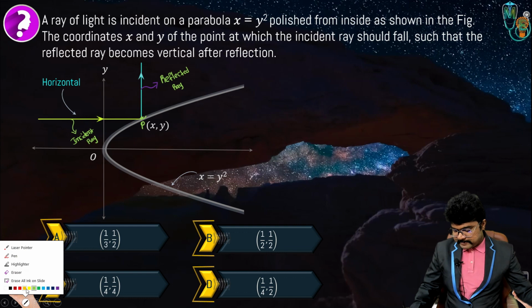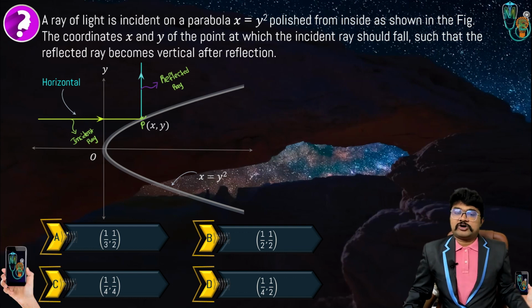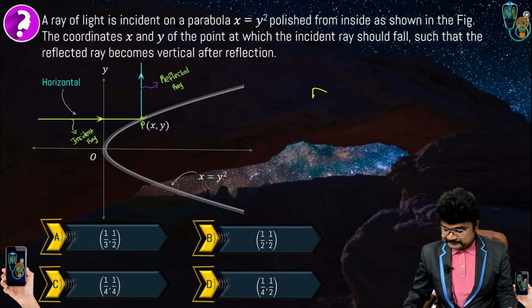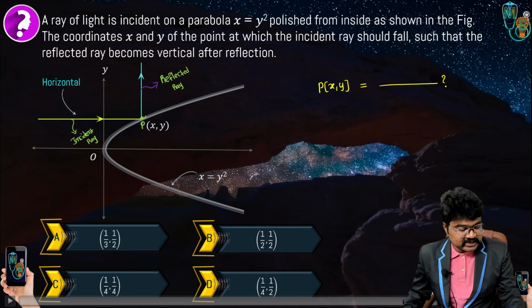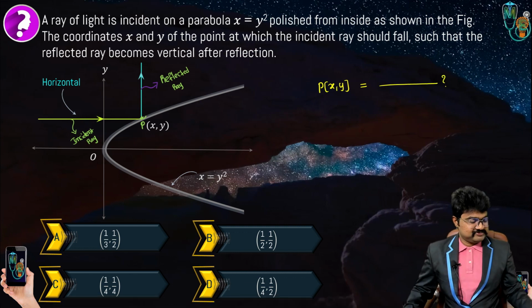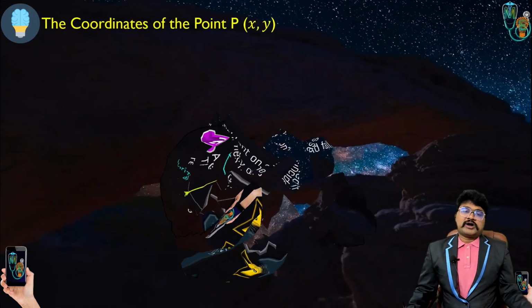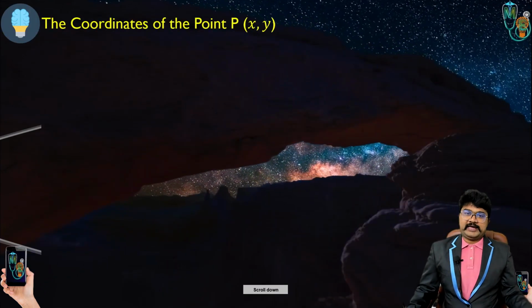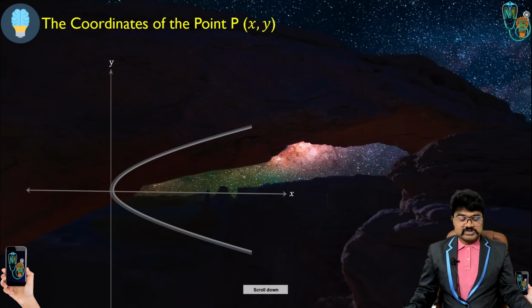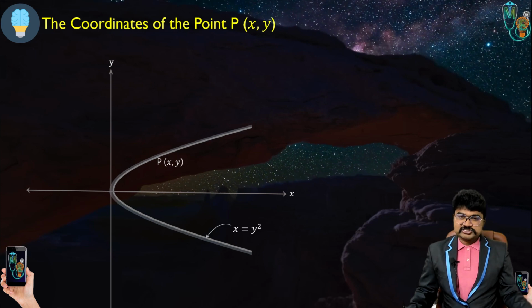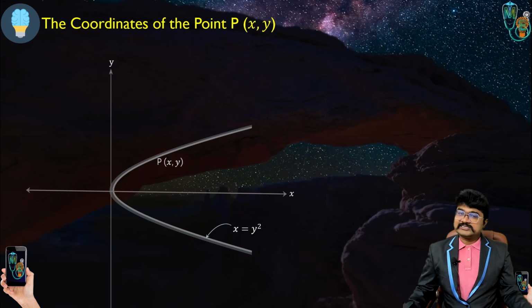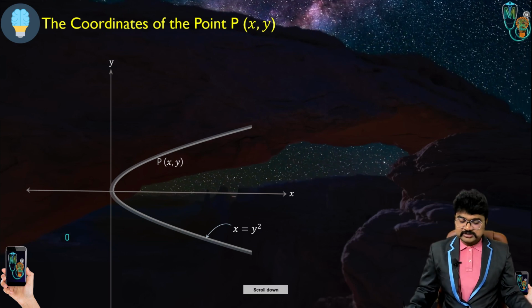Here, the coordinates of the point P, x comma y, equal to dash. They are asking. It's a parabola. Now, very simple. Coordinates of the point P, x comma y. The equation of the parabola is given. P is the point. x equal to y square is the equation of the parabola, or else y square equal to x.